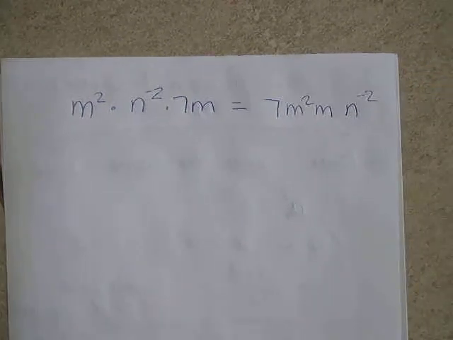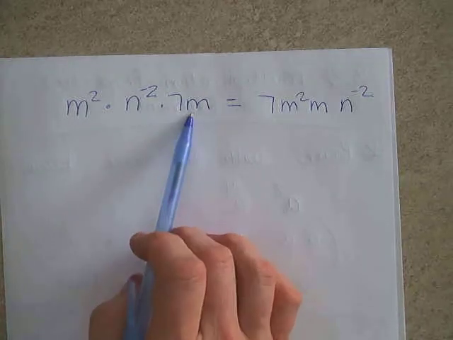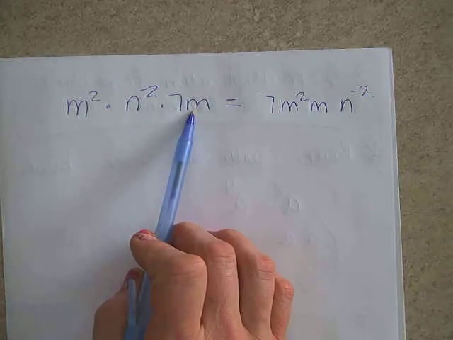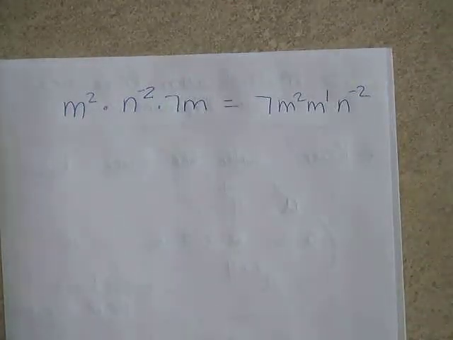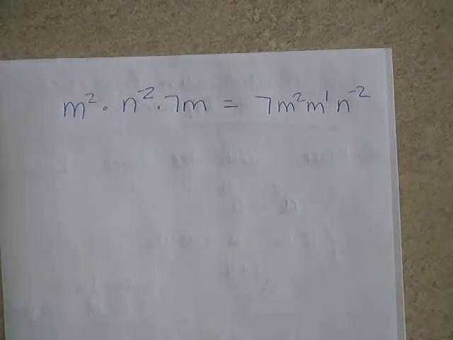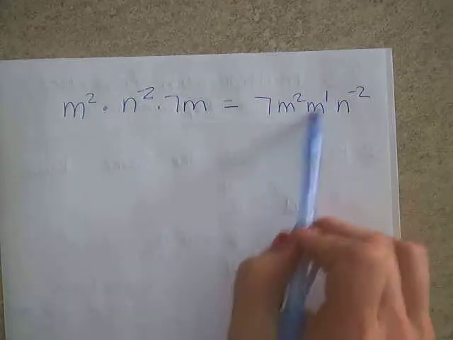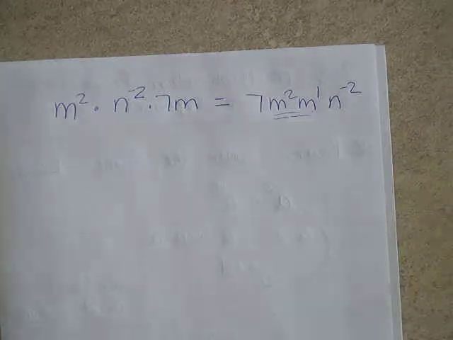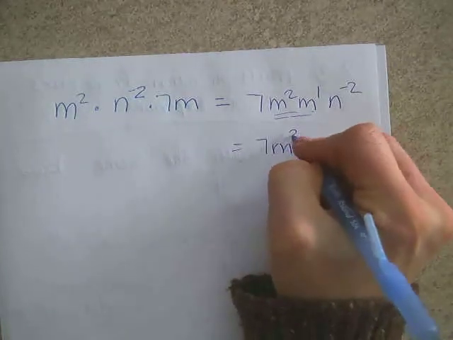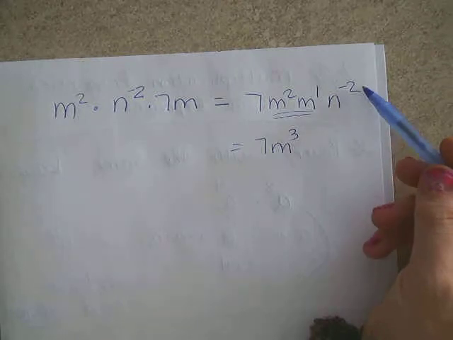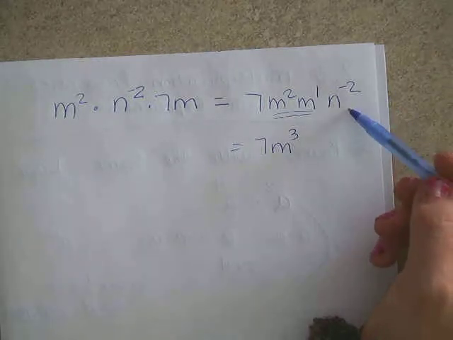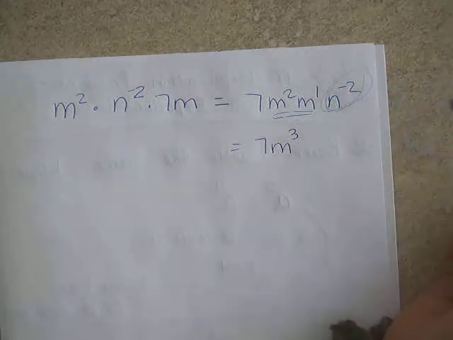Put the m's together. So we have 7 m squared m and n to the negative 2. Okay? And at this point, if you think you're going to be one that is going to forget about that exponent of 1, I would pop that on there so you don't forget. Now this, well, we're going to combine these. So this would be 7m to the third.